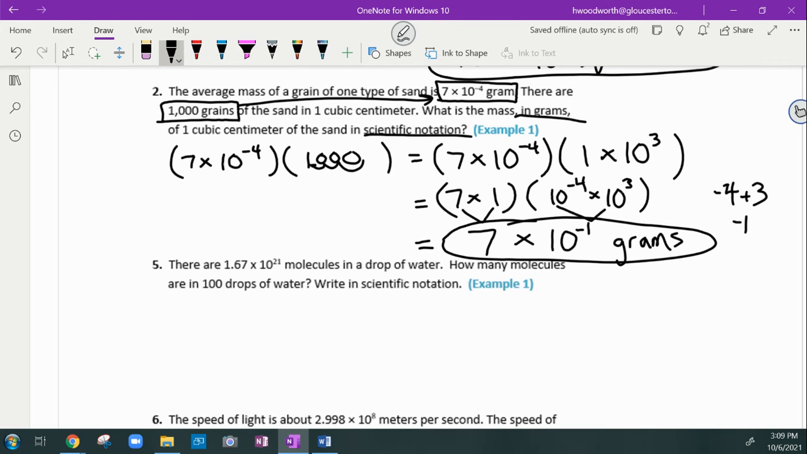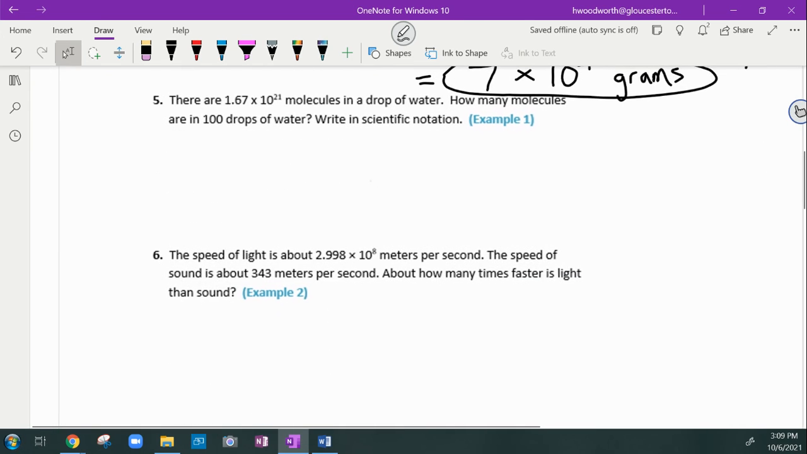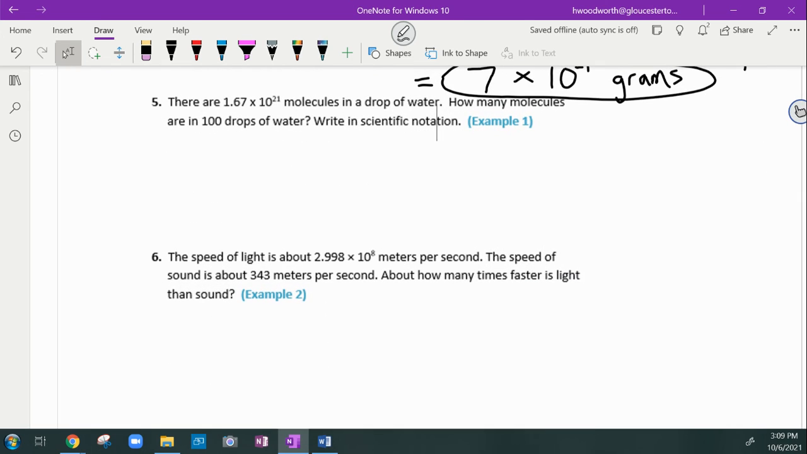Next problem, here we go. Number 5, which is actually number 3. All right, read it. There's this much in a drop of water. How many molecules are in 100 drops of water? Very similar pattern to the previous problem. It tells us how much are in one, and then it tells us that we have a bunch of that same thing. So it's a multiplication issue.